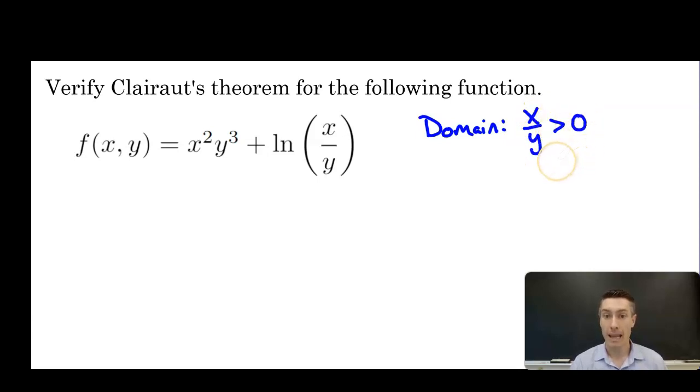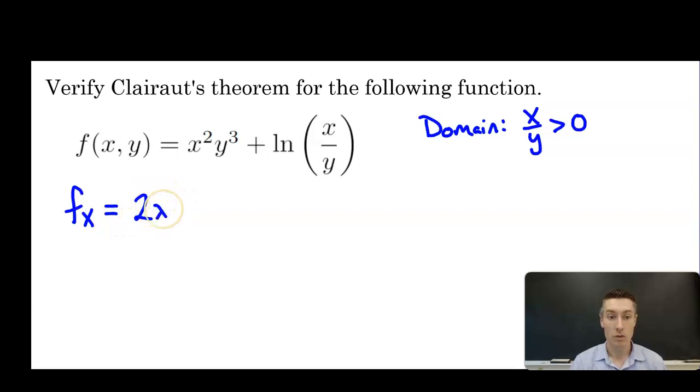So essentially, x can't be 0, y can't be 0, and they either both have to be positive or both have to be negative. And the reason it's important to highlight this, if we have to have a discussion about the continuity of those mixed partials, we're having that discussion on this domain. So not everywhere, specifically on the domain of the function, because those are the only points where this function is defined. Okay, so in order to verify Clairaut's theorem, we need first order partial derivatives.